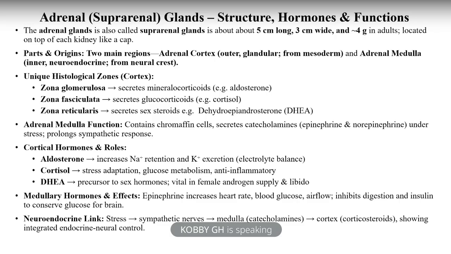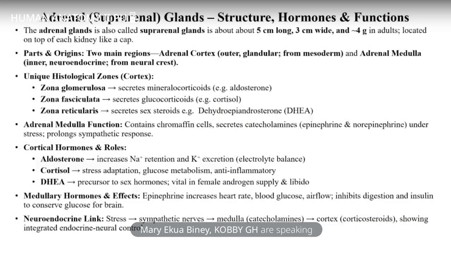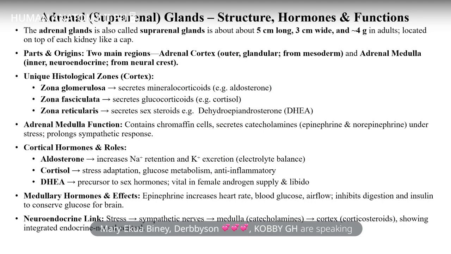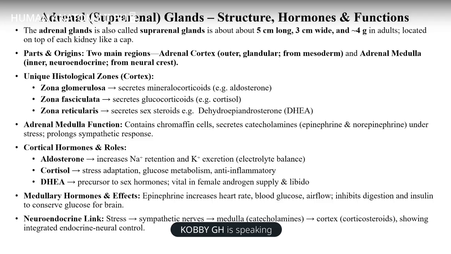If I ask you which part of the adrenal gland produces aldosterone, what would be your answer? Zona glomerulosa. So let me show you the trick. If we ask which part of the adrenal gland produces aldosterone, you say the adrenal cortex, but inside the adrenal cortex, the zona glomerulosa. Do you get it?